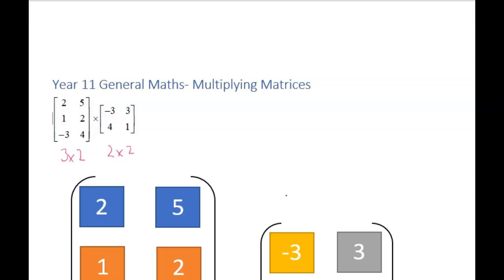Now, to determine whether you can actually multiply them together, I always just circle them, put them together and circle these two middle numbers. Now, if they're the same, you can multiply them, but if they're not, then you can't multiply them. So basically, the first matrix has to have the same number of columns, so in this case 2, as the number of rows in the second matrix, which is 2. Okay, so that's why we write it like that. It's a little bit easier to see.